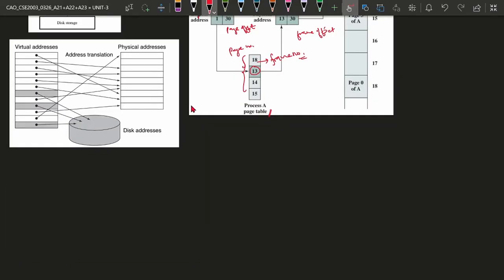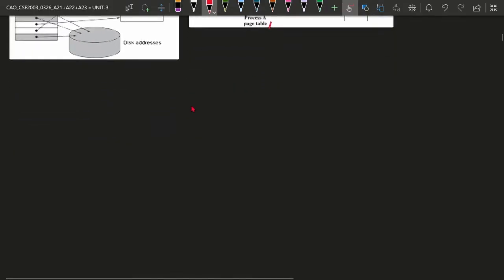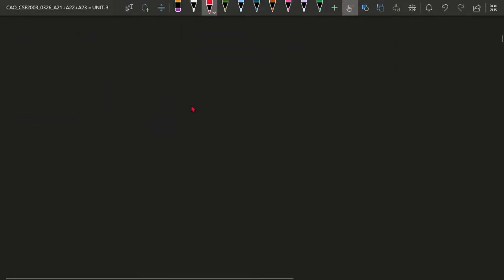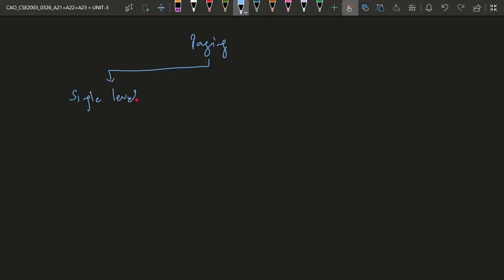So we will further see how we can do the paging. Paging is basically divided into single level paging and multi-level paging. So we will see one by one what is single level paging and multi-level paging.